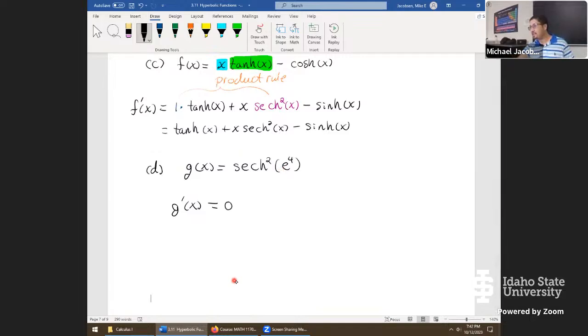Good call. I have no idea what this number is equal to, but it's a constant. No x is involved whatsoever in this expression. So its derivative must be 0. If we wanted to calculate it, it's not too bad.